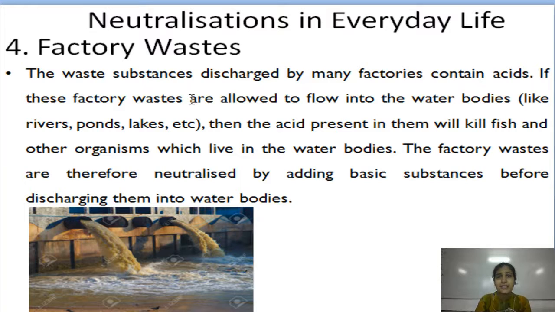Next is factory wastes. The waste substances discharged by many factories contain acids. If this factory waste is allowed to flow into water bodies like rivers, ponds, seas, lakes, etc., then the acid present in it will kill the fish and other organisms that live in the water bodies. The factory wastes are therefore neutralized first of all by adding a basic substance and then they are discharged into the water bodies. Thus we use neutralization in many ways. Read this topic from the textbook.